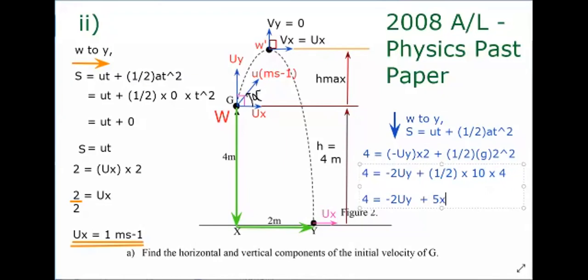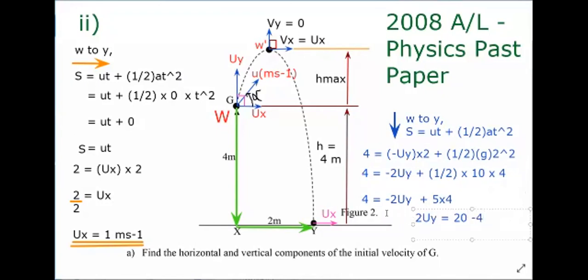So we have 5 times 4. 5 times 4 is 20. So I'll do something like this. Let me take minus 2Uy to this side. I'll take minus 2Uy to the other side, so it will be plus 2Uy equals 4 times 5, which is 20, plus 4 comes to this side as minus 4.